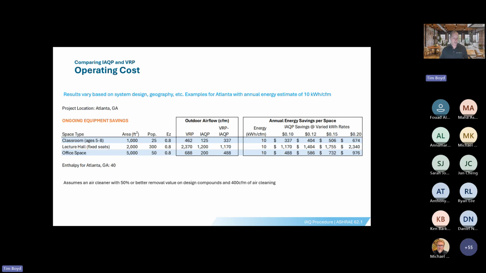Notice again, the lecture hall, you can see the savings there. Call it, just strike a line around $2,000 a year in savings. And then office space, something similar. In the Toronto market, your savings here actually gets even larger because of the heating loads. And so you swap heating loads for cooling loads, obviously, but you will see either similar, if not higher, savings on the operating side.